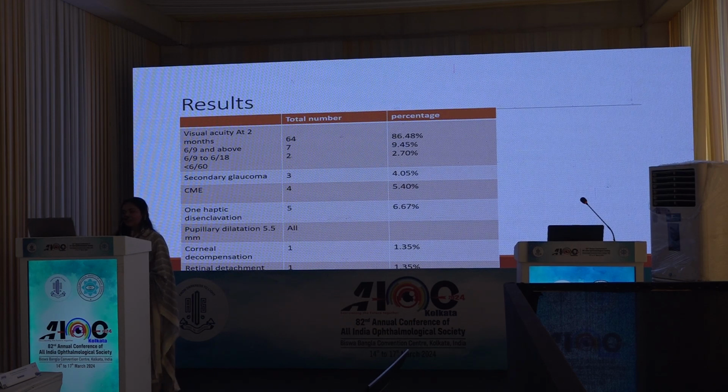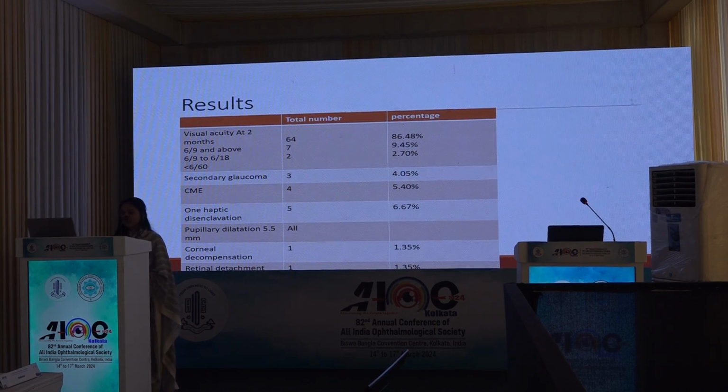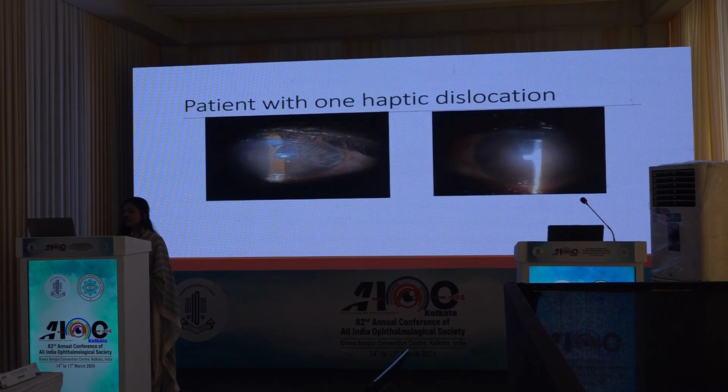So these were our results. We saw 86.48% of patients showing more than 6/9 visual acuity, and only two patients, almost 3%, had visual acuity less than 6/60. 3 patients developed secondary glaucoma. 4 patients had cystoid macular edema. 5 patients had to undergo resurgery for optic subluxation. All patients had good pupillary dilatation. Only 1 patient had corneal decompensation, and 1 patient had retinal detachment. So this was the patient with 1 haptic dislocation. We had to do resurgery for this patient. This was the commonest complication we encountered.